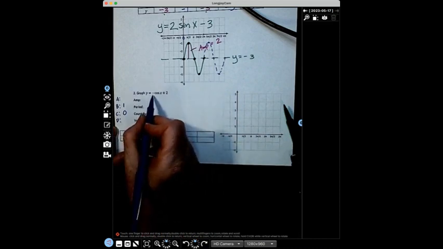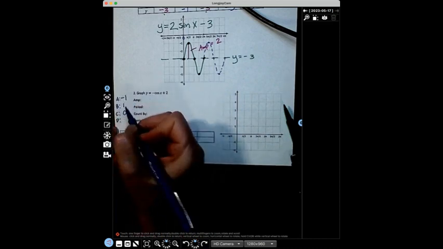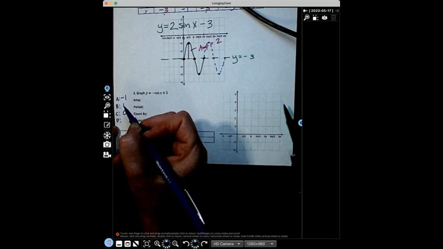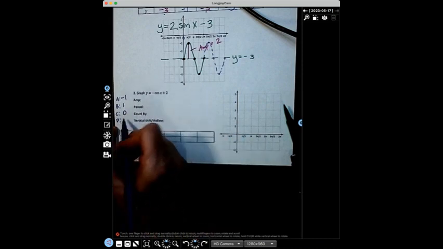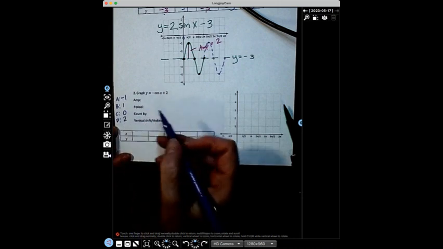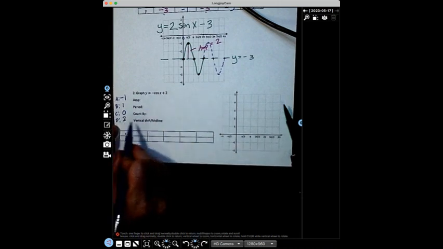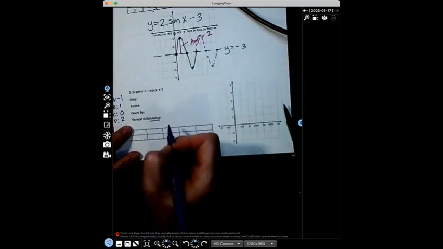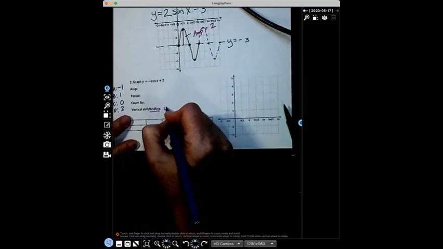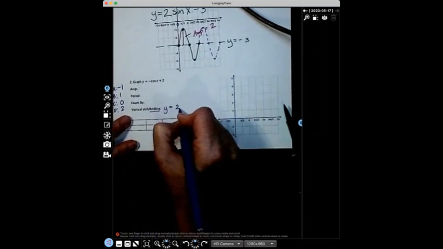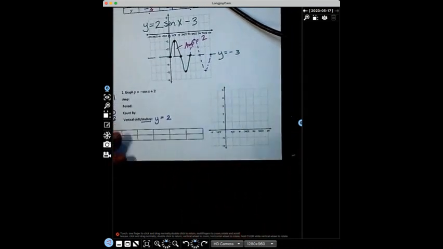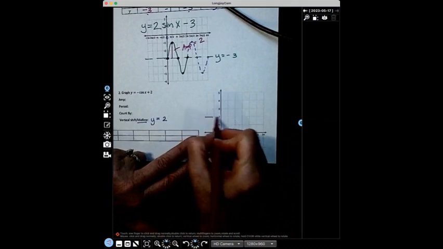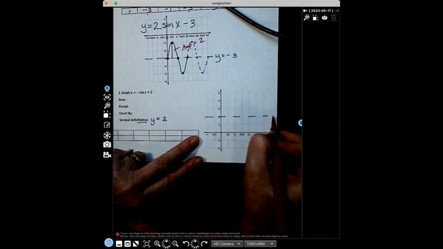Now let's look for A. A is negative 1. This is a negative cosine, which will affect the pattern. D is positive 2. So D is the midline. So let's write it right now. Let's do that first. Y equals positive 2. And that's the midline. I can literally go over and graph it right away. The midline is going to be the middle of my graph.